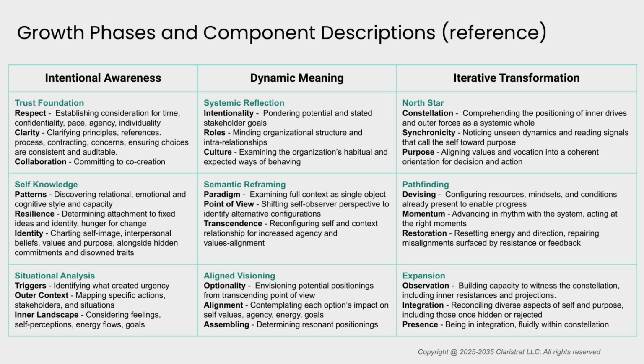Growth phases and component descriptions. The Claripath is deliberately structured with phases, subphases, and components. Each phase contains three subphases, and each subphase contains three components. This nesting gives the method precision without making it rigid.